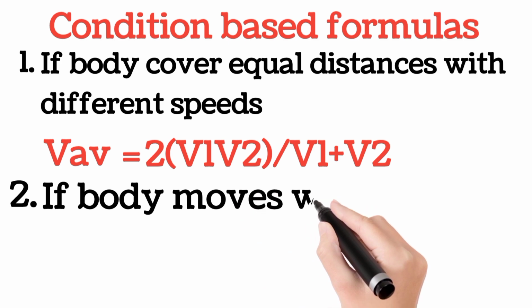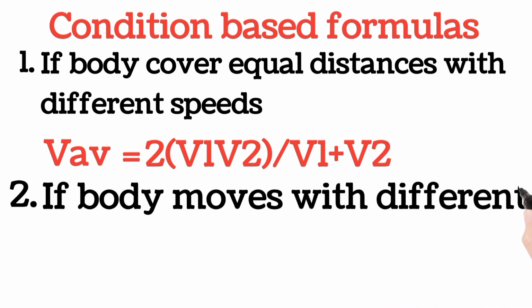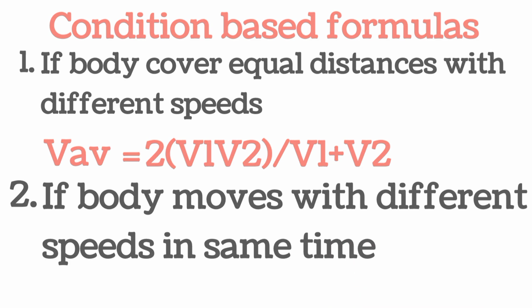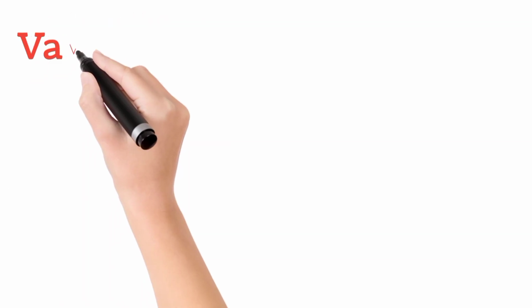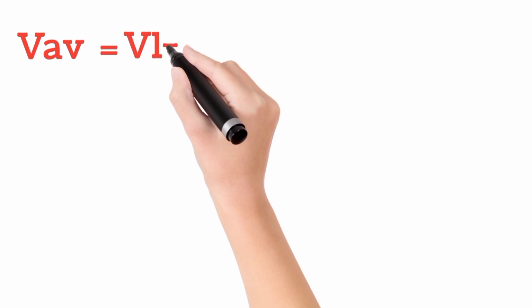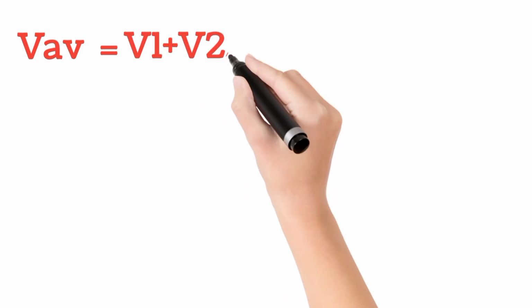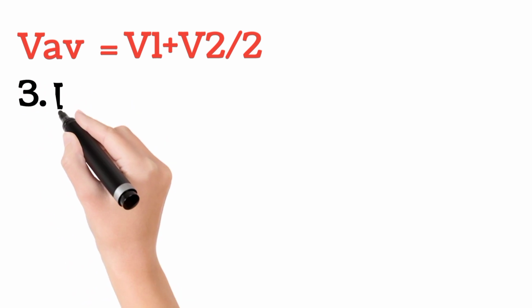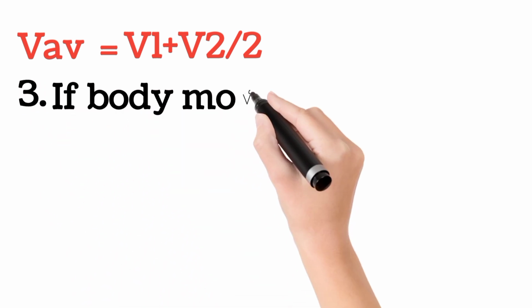Second formula: if the body moves with different speeds in the same time, then the V average of the body can be calculated by the formula V1 plus V2 divided by 2. Simply, you can use the average formula by adding the velocities and dividing by their number.